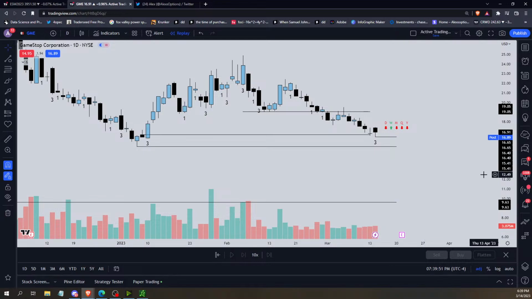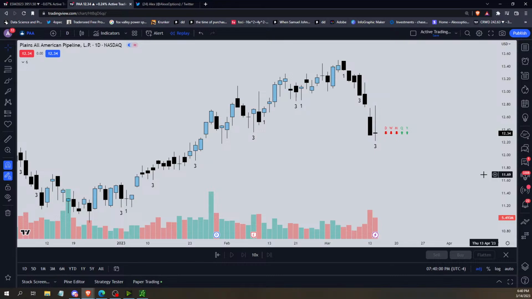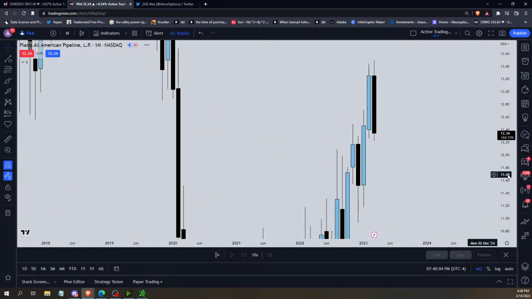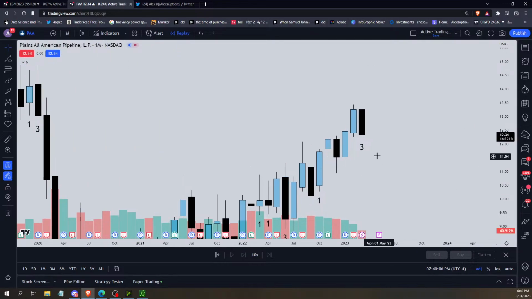So you could be looking at GME. Personally, I'll keep it in mind, but I'm not going to make it on my list since there's no actionable signal technically. PAA, another oil stock that's outside. So when you see a lot of things that are doing the same thing, you want to see what are they doing on the higher time frames.